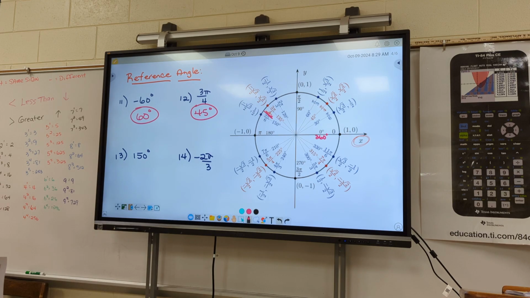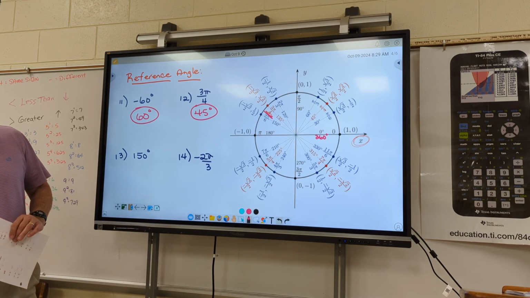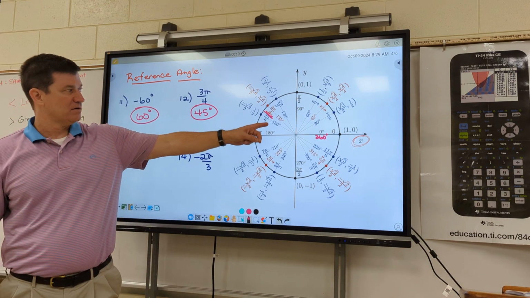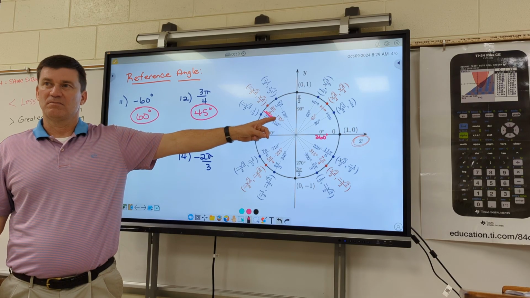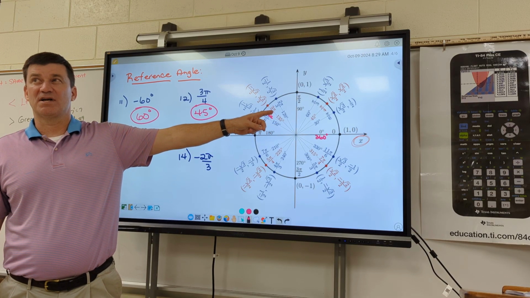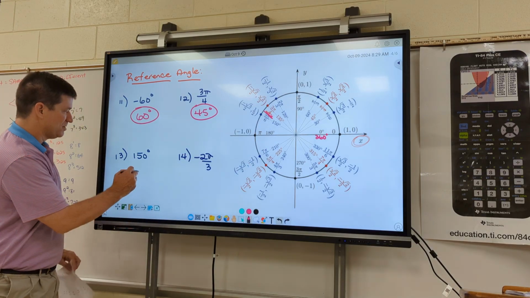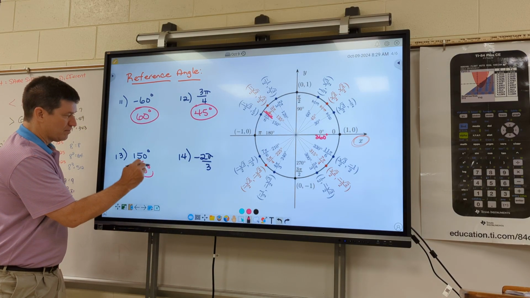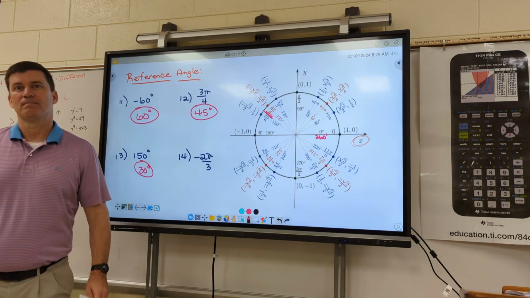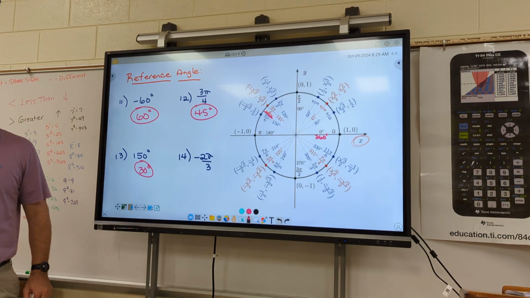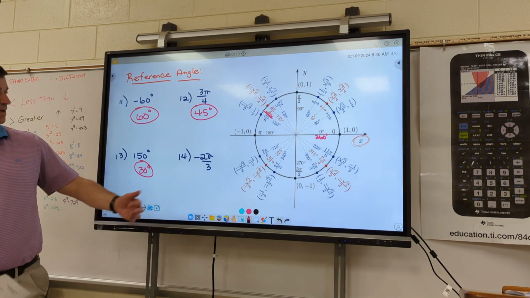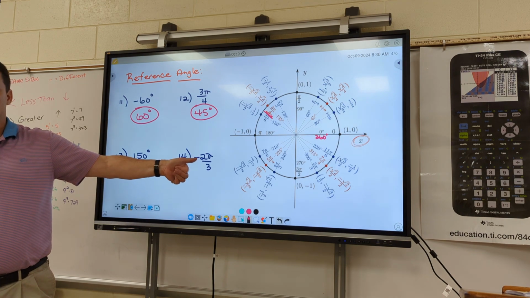All right, let's do a couple more. 150 degrees. Where is that on the circle? Right here. What's the reference angle? How far away is it from the closest x-axis? 30. Yeah, from 180 to 150 is 30 degrees. Wait, so you just did the x-axis? Only the x-axis. Okay? Last one, and if y'all are good on this one, I'll let you finish them.